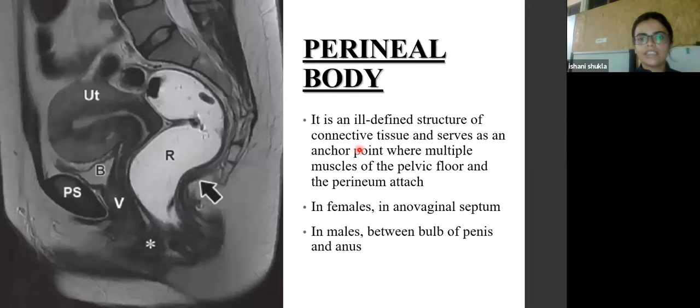Coming to perineal body, it is actually an ill-defined structure of connective tissue and serves as an anchor point for muscles of the pelvic floor and perineum to attach. In females, it is present in the anovaginal septum. In this sagittal image, we can see that this is the perineal body. And in males, it is present between the bulb of the penis and the anus.